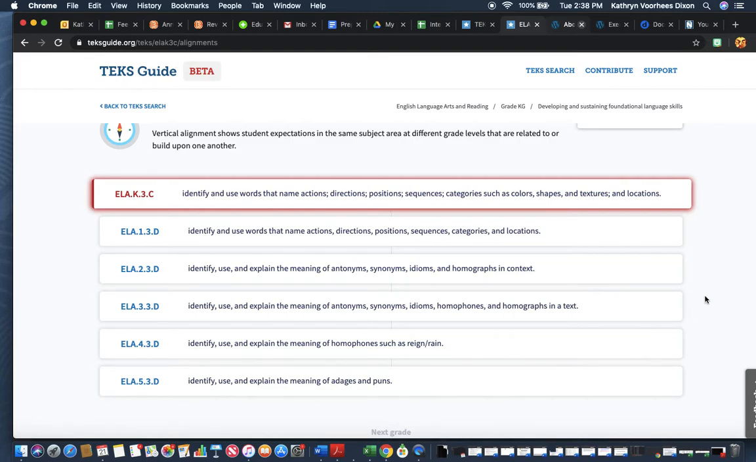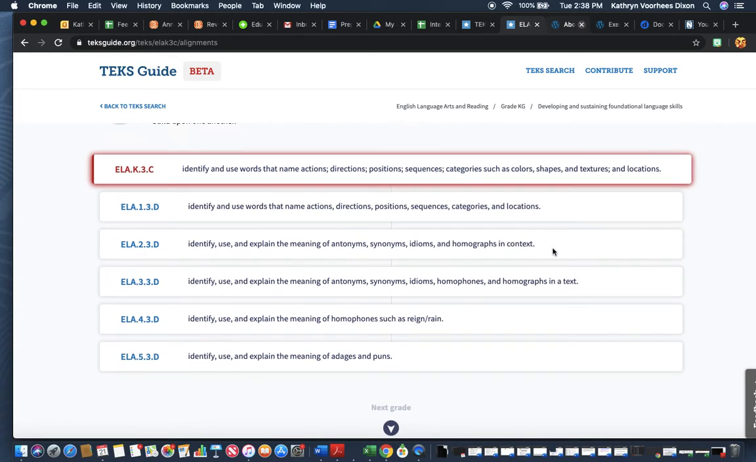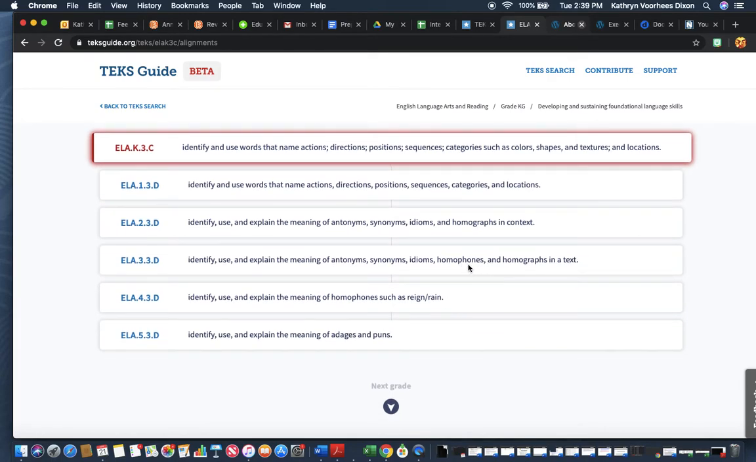Okay, so we start with the one that we talked about here in kindergarten with the directions and positions and actions. Then we move to first grade, which is continuing with those, but being able to name different positions, and if you click here, you can see different examples that go with that. Moving into second grade, it's antonyms, synonyms, idioms, and homographs. Continuing on into third grade, except we add the homophones in there. And then fourth grade, really looking at the study of those homophones.